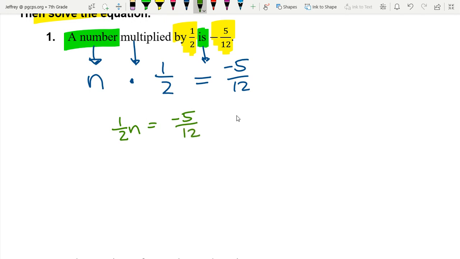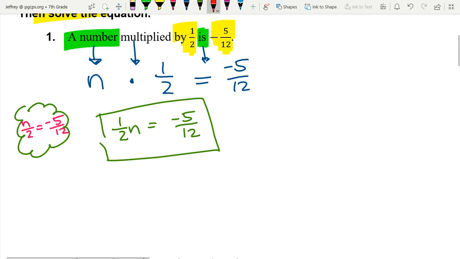Remember, when we write the product of a variable and a number, the number is written first. So the coefficient first, then the variable. This could also be written as n over 2 is equal to -5/12. These two would be the same thing, okay? Now, we have written the equation.